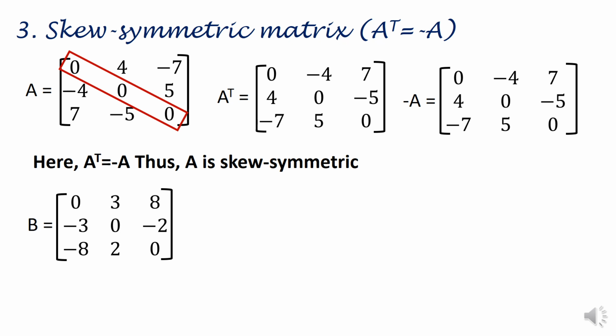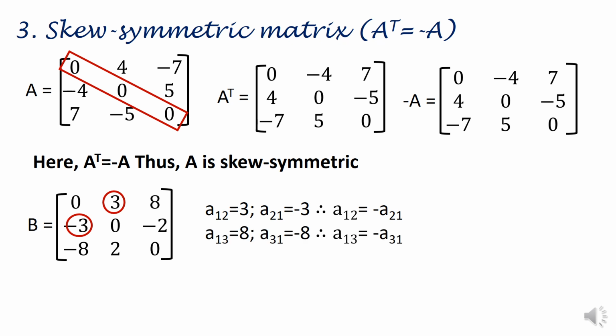Secondly, find out what is A12 in B. A12 is 3. Similarly, A21 is minus 3. Thus, you see that 3 and minus 3 are the opposites of each other. So, we can say A12 is equal to minus A21. Similarly, find out what is A13 and A31. A13 is 8, A31 is minus 8. Thus, A13 is equal to minus A31. And same way, A23 is minus 2 and A32 is 2. Thus, A23 is equal to minus A32. Both are opposites of each other.